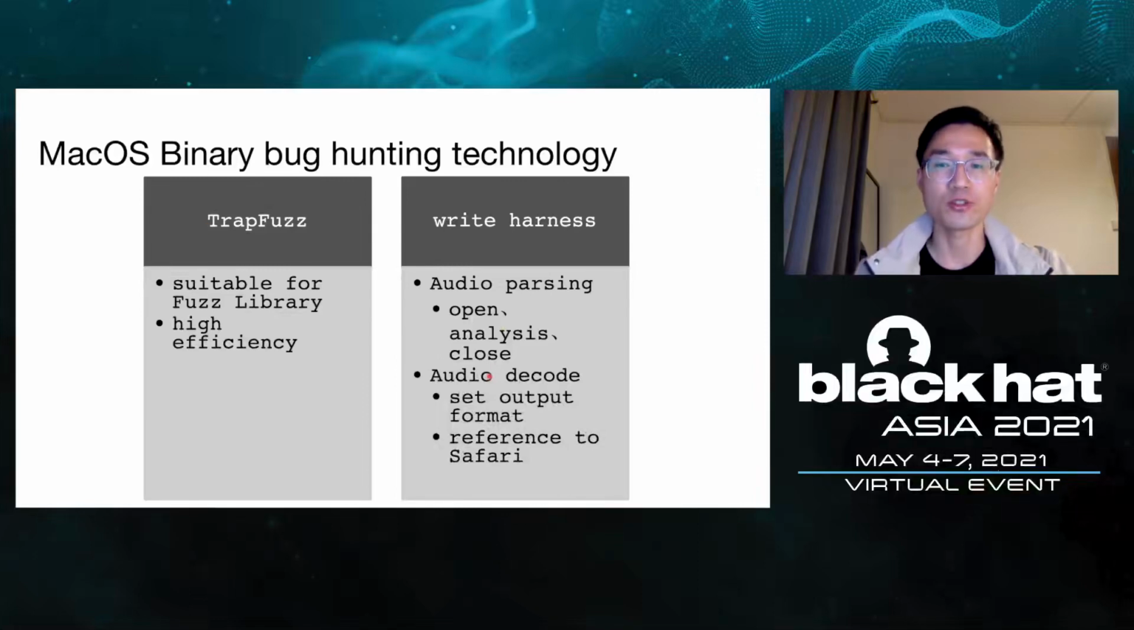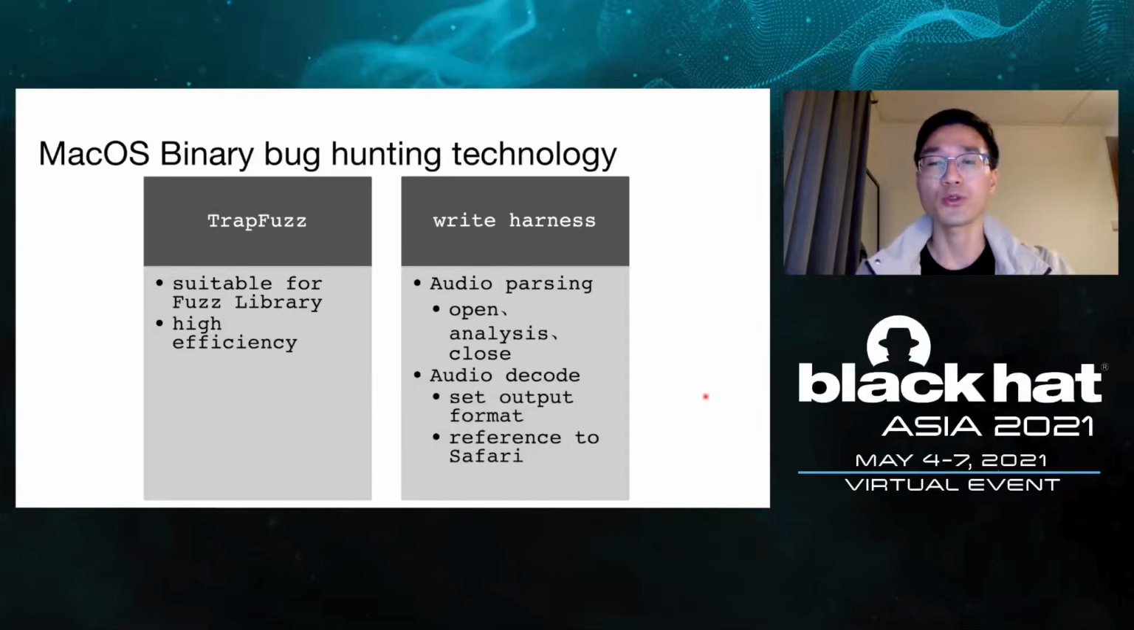The harness needs to be carefully designed. The audio parsing step may be relatively simple. It can be divided into 3 steps: open, analysis, and close. But for audio decoding, various options need to be set for the output PCM format, such as sampling rate, number of channels per frame, number of frames per packet, etc.